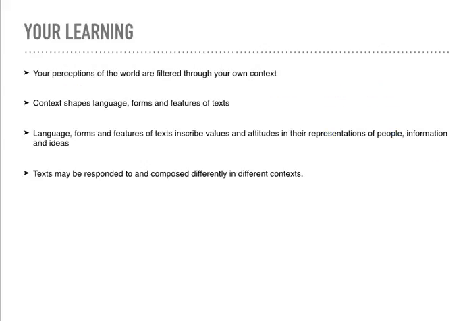Okay, dot points, and I'm going to go quicker now, so I'm going to sound like a bit of a Speedy Gonzales. So your learning in terms of context: you need to know that your perceptions of the world are filtered through your own context. That's a major biggie. Context shapes language, forms, and features of text. So the way that they're presented, the way that they're written in this case. Language, forms, and features of text inscribe values and attitudes in their representations of people, information, and ideas. Values and attitudes. And text may be responded to and composed differently in different contexts.